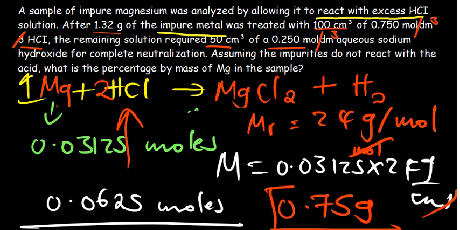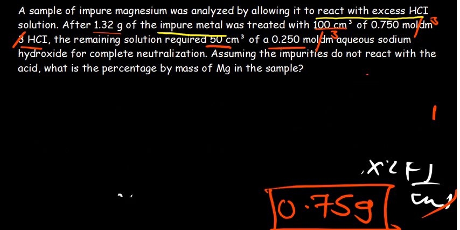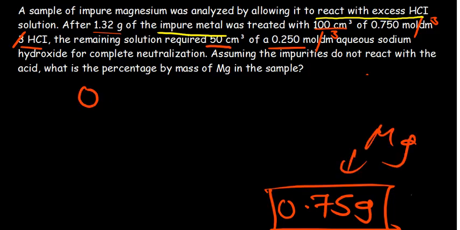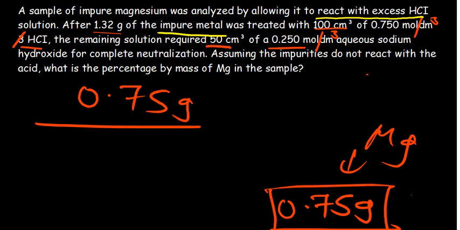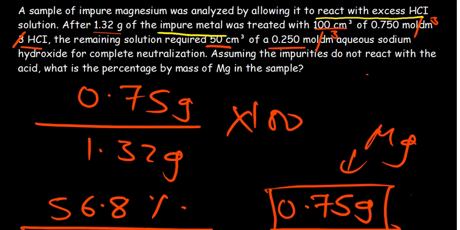So that represents the pure part of magnesium that had taken part in the reaction. The rest represents the impure part. Now what is the question saying? Assuming the impurities do not react, what is the percentage of mass of magnesium in the sample? So this is the true mass of magnesium. So 0.75 grams divided by 1.32 grams times 100. So 0.75 divided by 1.32 times 100. So the answer is 56.8% as our solution.